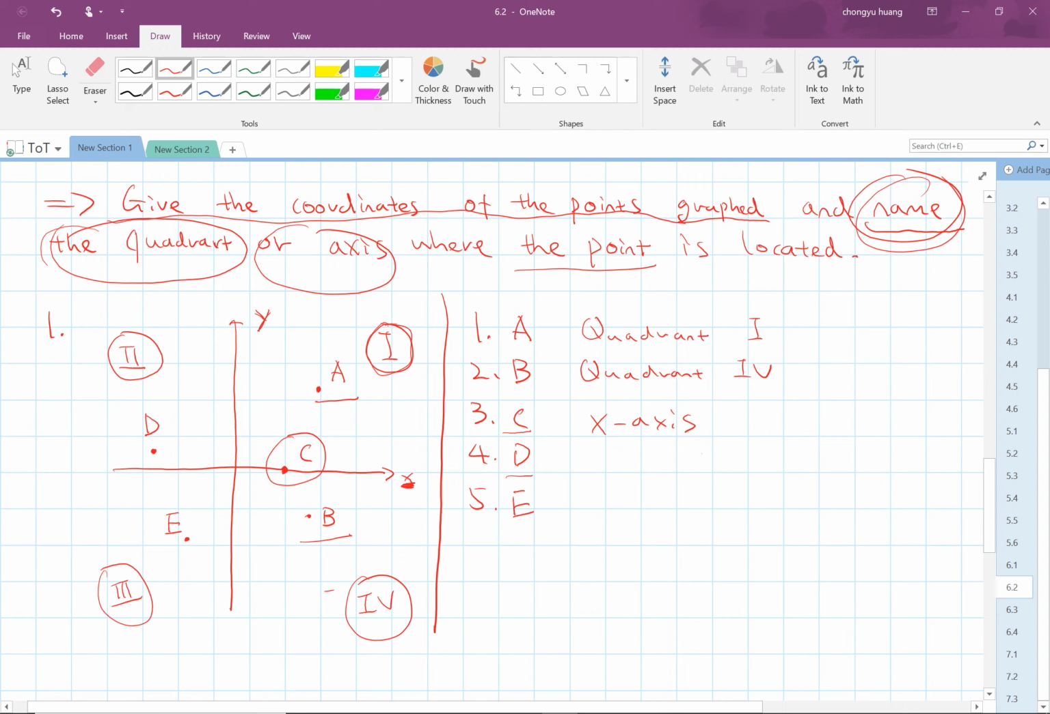For point D, you can see point D is over here. Point D is on quarter 2. Let me erase it and rewrite it: quarter 2, right? The last point is E. E is on quarter 3. So now we have basically solved the problem.